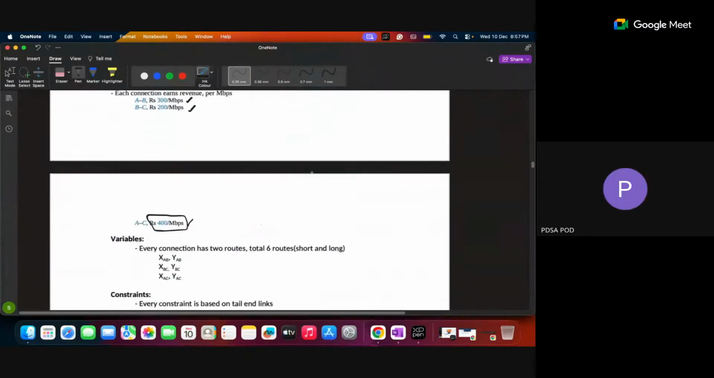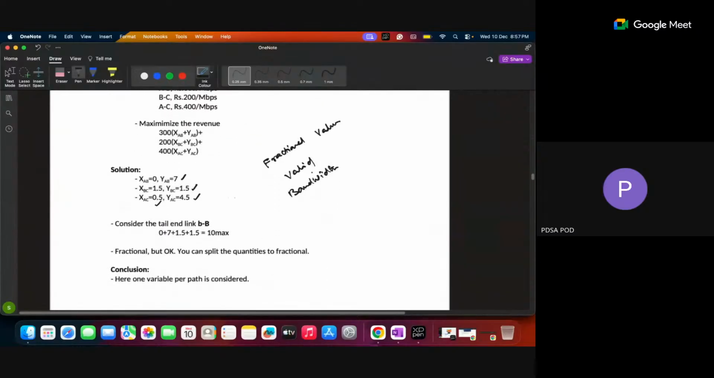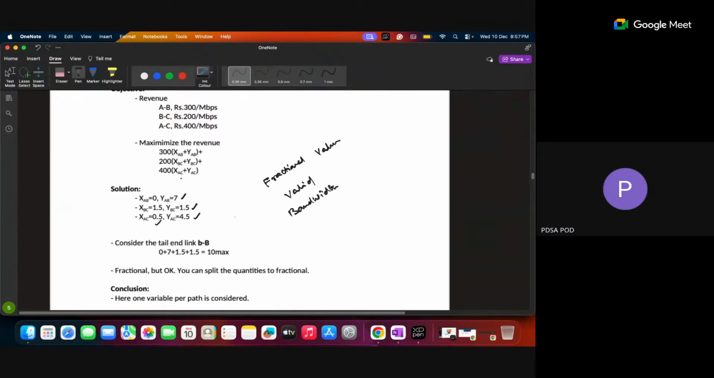But the thing is, you are giving the bandwidth maximum solution, right? So A to B direct path is 0, A to B indirect path is 7 bandwidth. Clear? So B to C direct path is 1.5 Mbps, B to C indirect path is 1.5. So if you can see the charges, we are achieving maximum revenue from this and this. So sir, X is direct path and Y is indirect path.